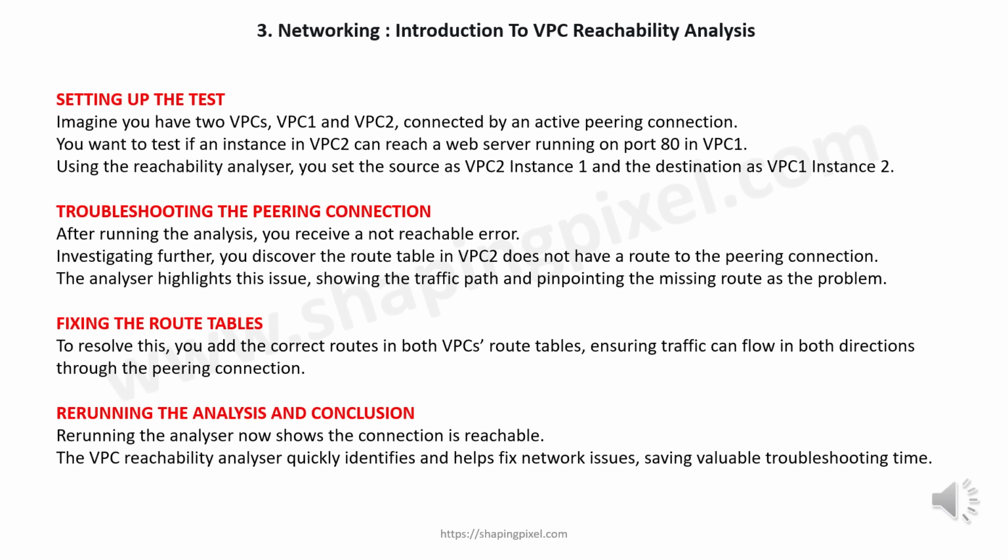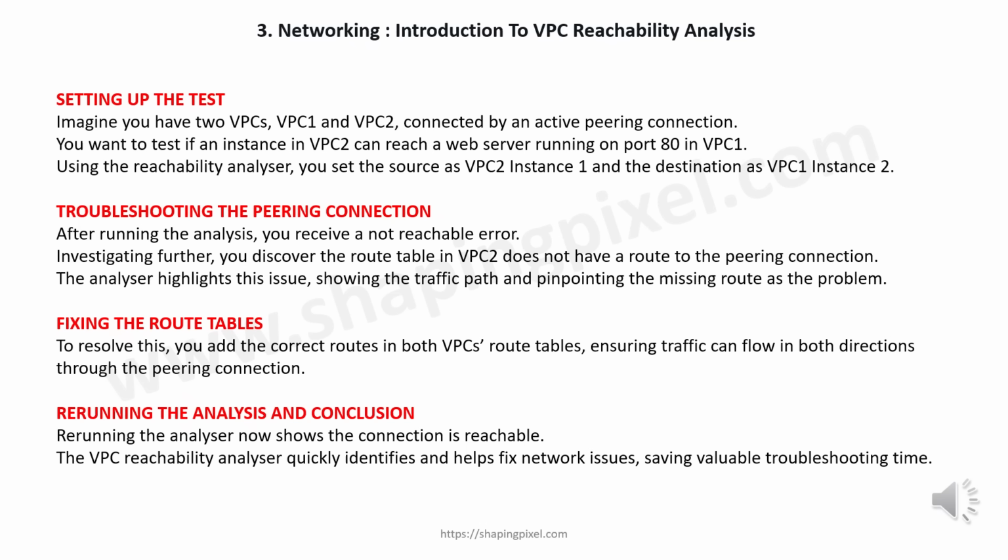Let us explore how the VPC Reachability Analyzer can help troubleshoot connectivity issues between two virtual private clouds, or VPCs, in Amazon Web Services. This tool is essential for diagnosing routing problems, especially when using VPC peering connections. Imagine you have two VPCs, VPC1 and VPC2, connected by an active peering connection. You want to test if an instance in VPC2 can reach a web server running on port 80 in VPC1.